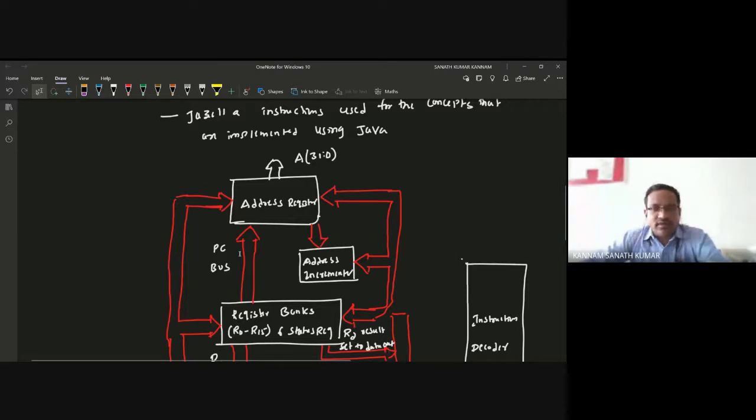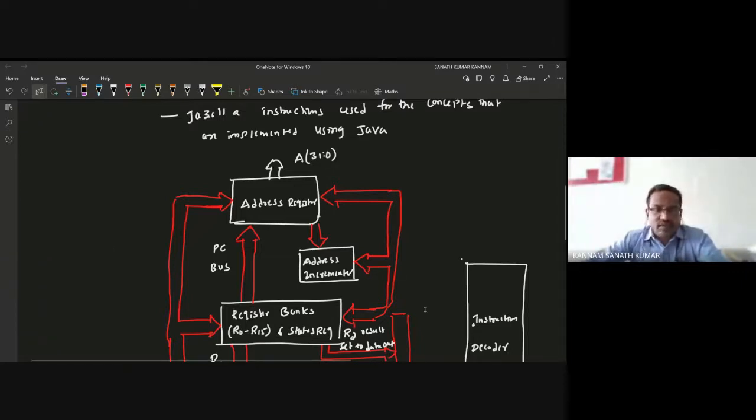And here this is the PC bus. What will the PC bus do? It carries the program counter. The program counter is a register, so it will always point to the address of the next instruction. That means while performing the current instruction, the next instruction's address will be stored in the PC. So there we can use this PC bus.